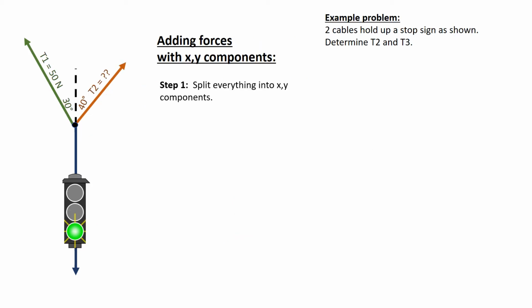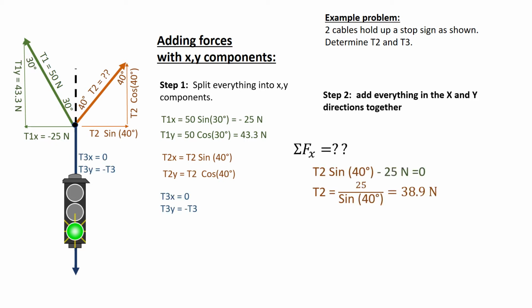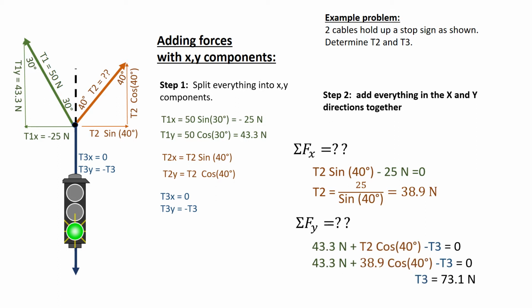This is the way most people do vectors. You split it into x components and y components. Then you add together everything in the x direction, and you add together everything in the y direction. And again, in dynamics, the only difference here is it's not going to add to 0. Whatever is left over in the x and y direction is what accelerations are happening in the x and y direction.